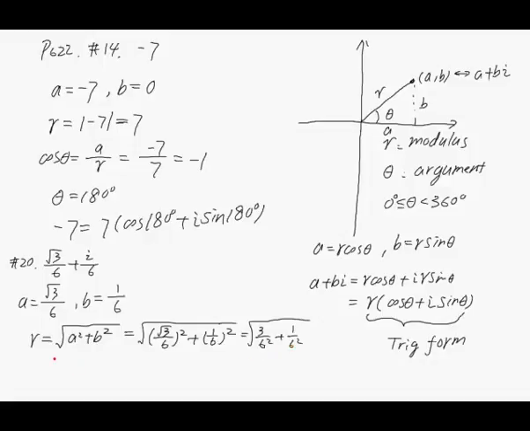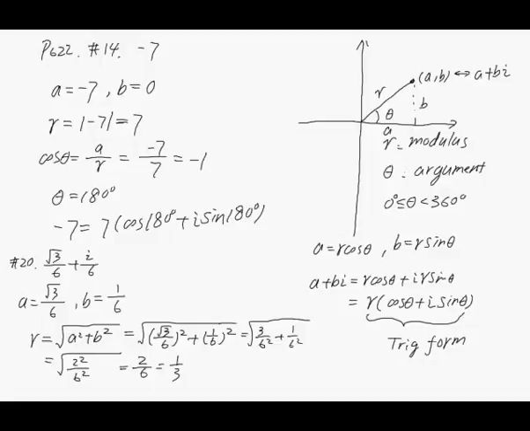So in this way you get the square root of 3 plus 1, you have 4. 4 is equal to 2 squared. So you have 2 squared over 6 squared. And then you get 2 over 6, that is 1/3. So we find the modulus of this vector, of this complex number.